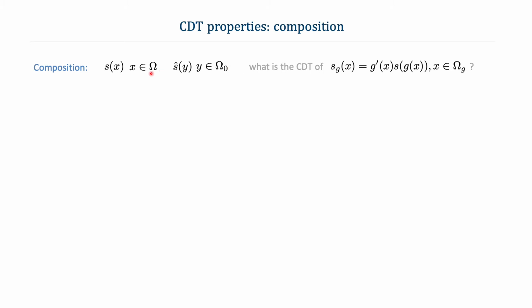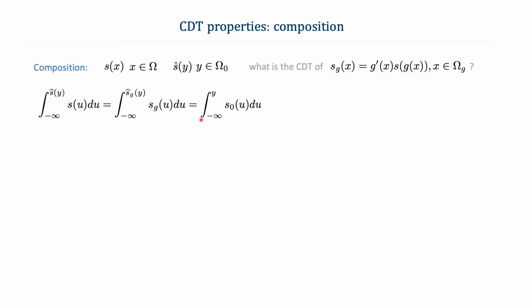So we have defined our signal S of x, the transform of the signal S hat of y, and now we would like to obtain the transform of the signal Sg, and we would like to understand how it relates to the transform of the original signal. So let's start by rewriting the definition of the CDT itself, right?